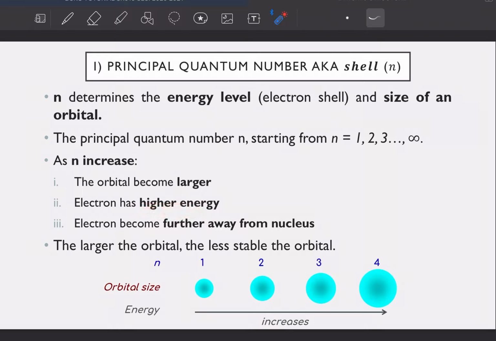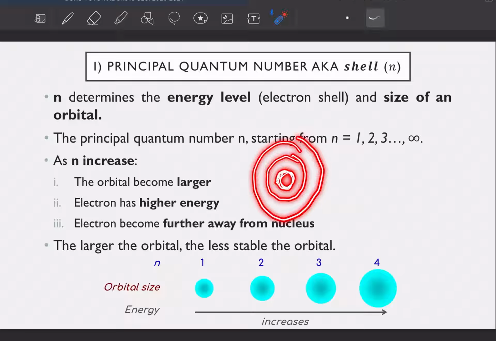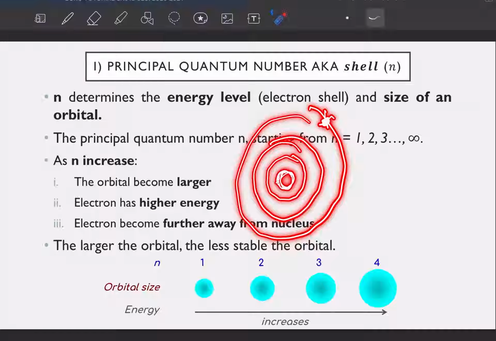Okay, and as n increases, the electron has higher energy. Okay, maksudnya electron dekat n equals 1, the first shell will have this energy. Okay, as you go to the third shell, okay, this electron, contohnya this electron will have a much higher energy. It becomes further away from the nucleus, so it is more unstable lah. Okay, less stable.